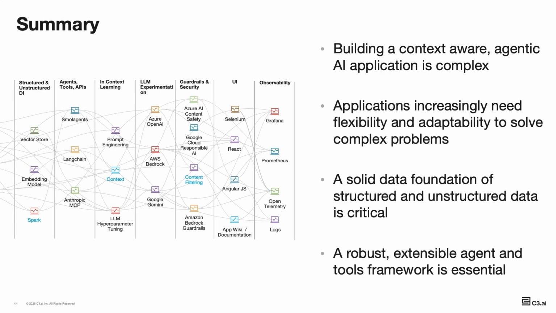Okay, so in summarizing our talk, building these complex agentic AI applications is difficult, but increasingly you need this flexibility and adaptability. So we think having a solid foundation of data integration and data modeling for both structured and unstructured data is a key component, so that you have the stuff that the agents can use to answer their questions or to perform unsupervised tasks. And finally, obviously, a robust, extensible agent and tools framework is essential.